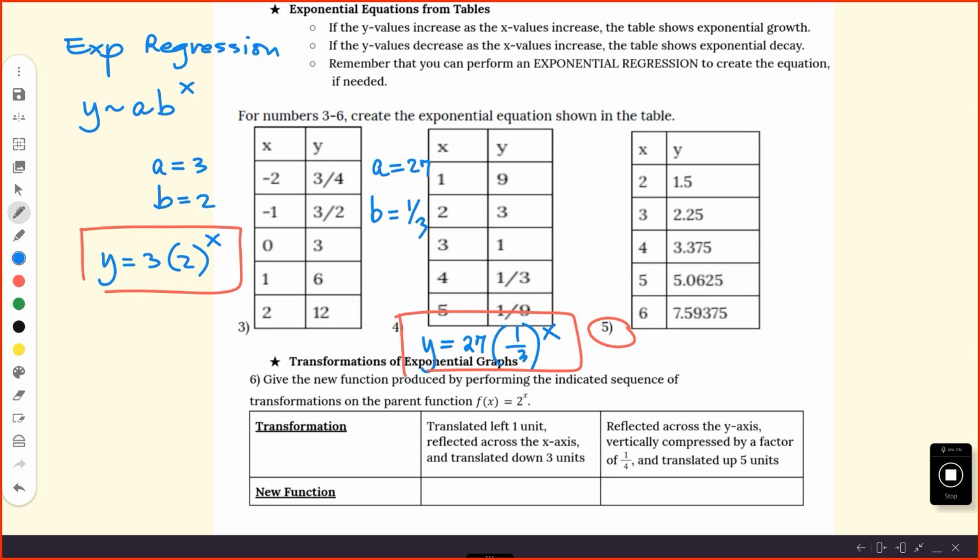Okay, now here the base is 2, so I'm just going to write exponential growth. So we know that it's going to be an increasing graph from left to right. This one, the base is between 0 and 1, so this is an exponential decay. And so the graph is going to be decreasing from left to right. Okay? For you to practice, just do number 5. I'm going to give you time. I'm going to check this later on.